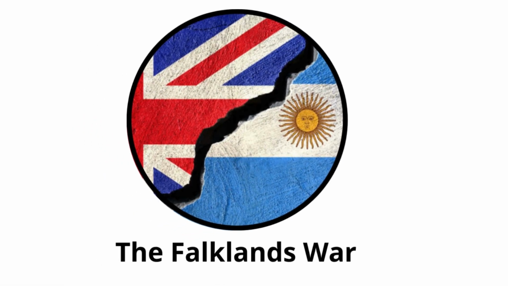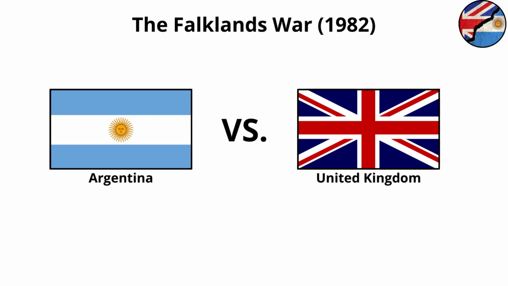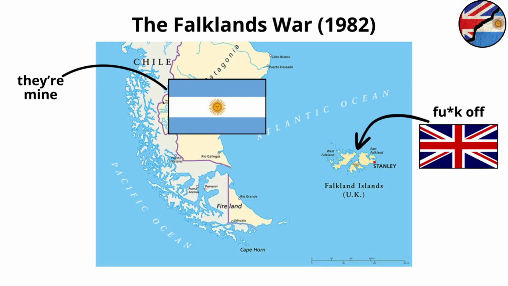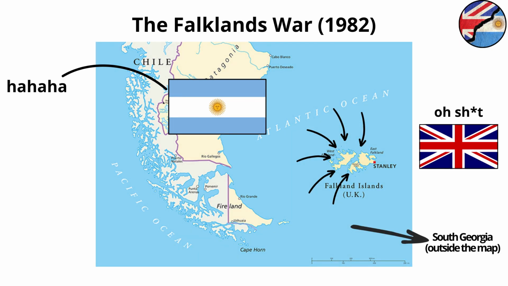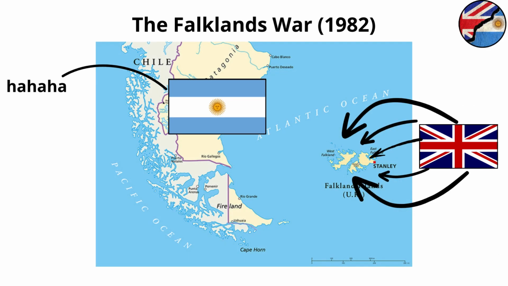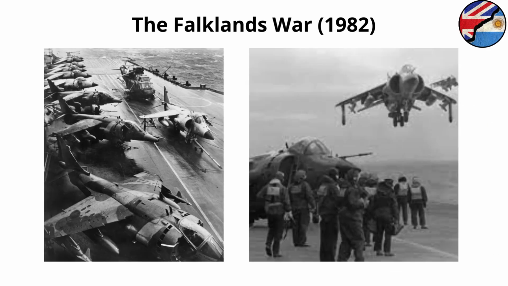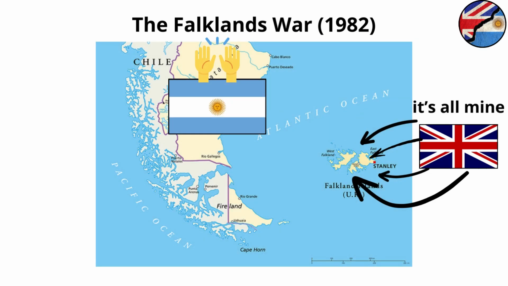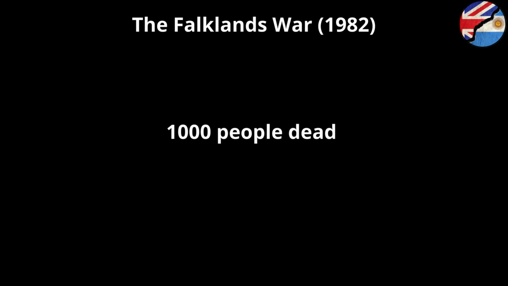The Falklands War. This conflict was fought between Argentina and the United Kingdom over the sovereignty of the Falkland Islands, a British overseas territory in the South Atlantic. The war began when Argentina invaded and occupied the Falklands and South Georgia, prompting a British military response. The conflict saw naval battles, airstrikes, and ground combat. The war ended with the Argentine surrender and the restoration of British control over the islands. Over 1,000 people lost their lives during the conflict.